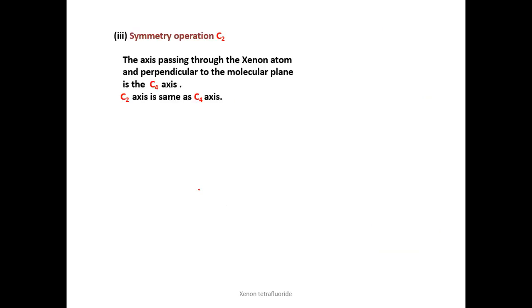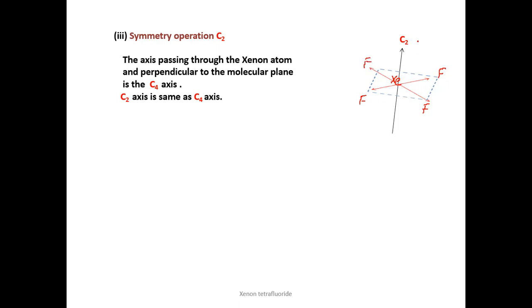Next we come to the symmetry operation C2, which is collinear with C4. C4 is rotation by 90 degrees, whereas C2 is rotation by 180 degrees. And at the center of the square we have xenon, at the four corners we have four fluorine atoms.